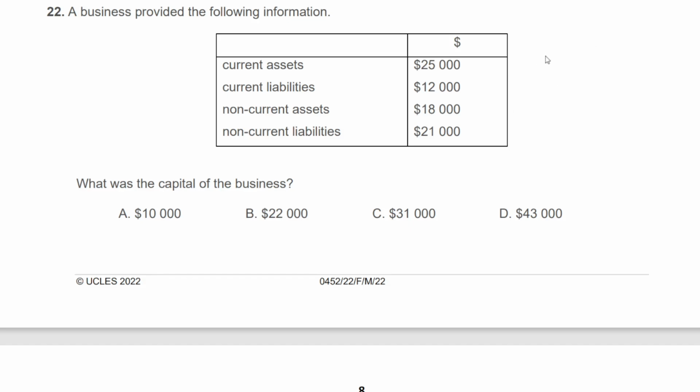Do you remember that accounting equation? Assets equal capital plus liabilities. In this case, we have the assets and liabilities and we're looking for capital. Let's just move that to the other side. Assets minus liabilities equal capital, just based on your accounting equation.